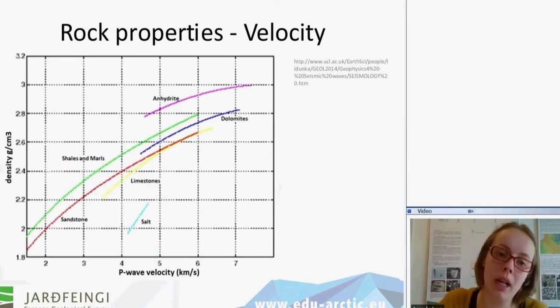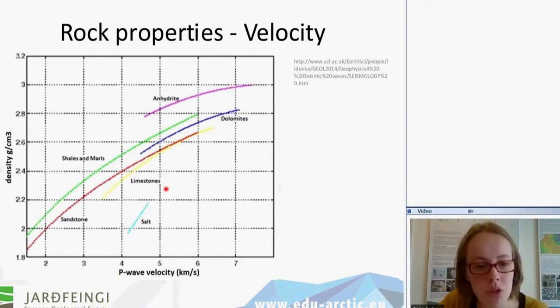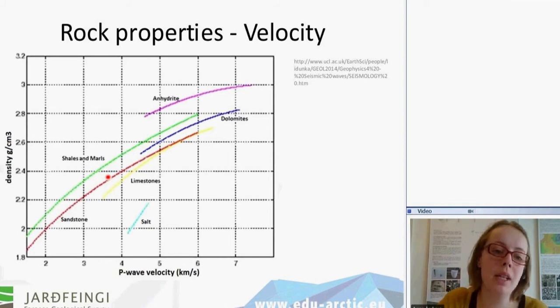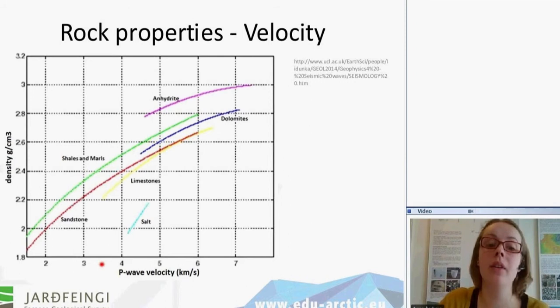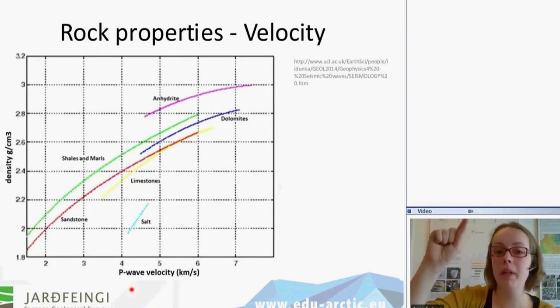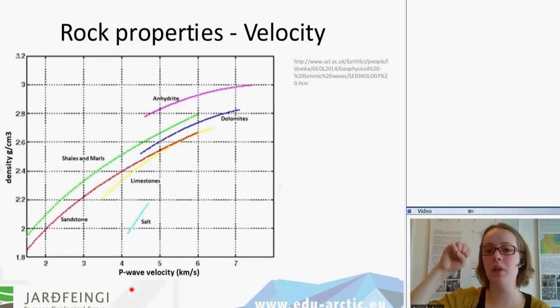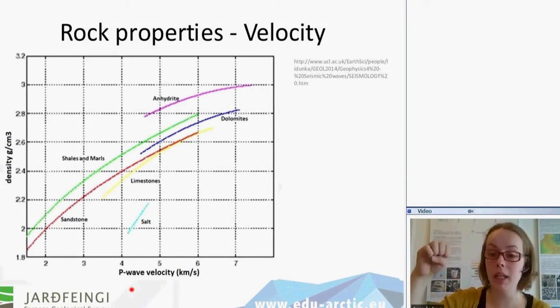So we have different kinds of rocks. What kind doesn't matter. Here are just some kinds of rock. You can see salt here and sandstone, as I told you before. And we can see the P wave velocity, which means how fast the P wave travels, the wave that is created when you have this explosion at the beginning of the survey.